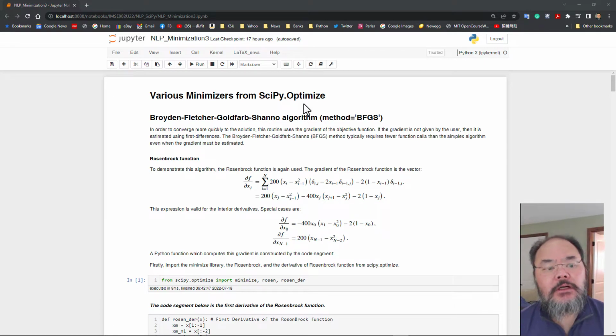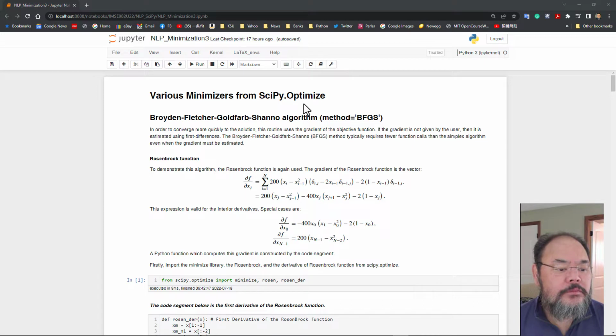The first classic unconstrained optimization algorithm is the quasi-Newton method, the BFGS algorithm. BFGS stands for Broyden, Fletcher, Goldfarb, and Shanno, and most of them are from Stanford University. They developed this algorithm so as not to use the entire Hessian and invert it each iteration. So they use a so-called rank 2 update to approximate the inverse of the Hessian each iteration.